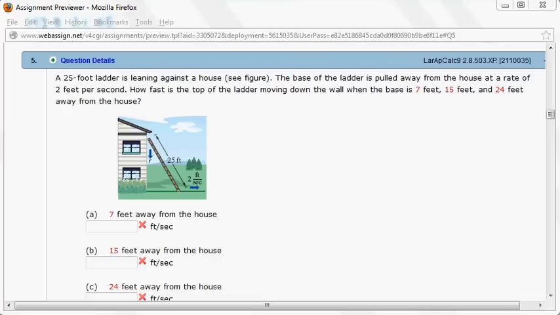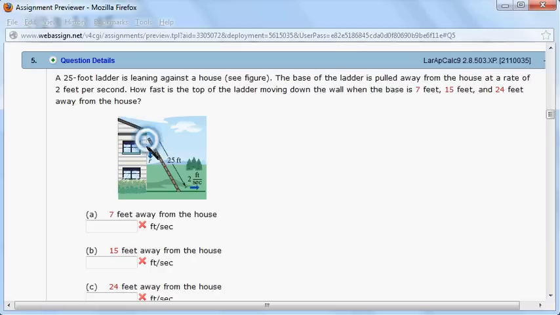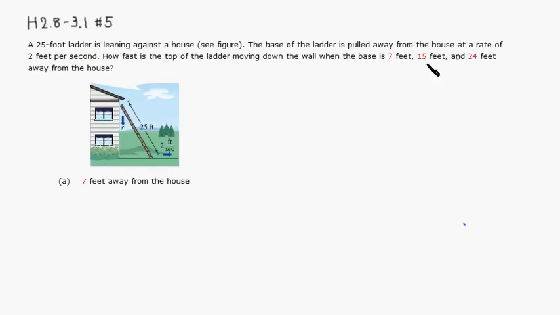Okay, let's look at homework 2.8, 3.1, number 5. So this is a ladder problem. We have to assign some variables to the changing quantities. Let's visualize a right triangle right here.